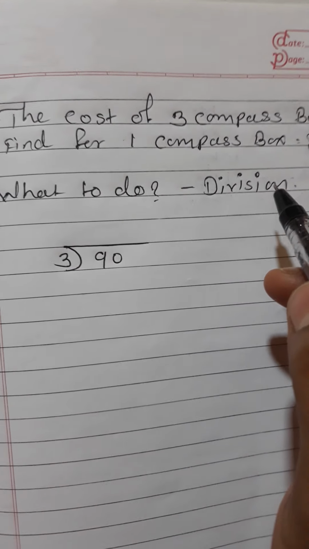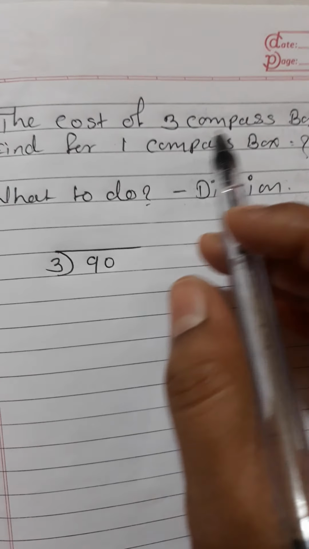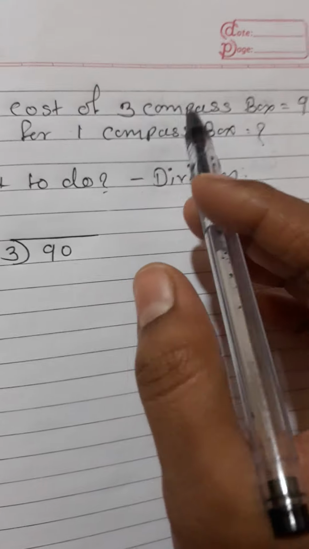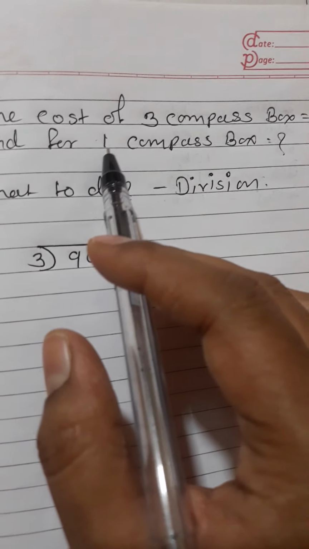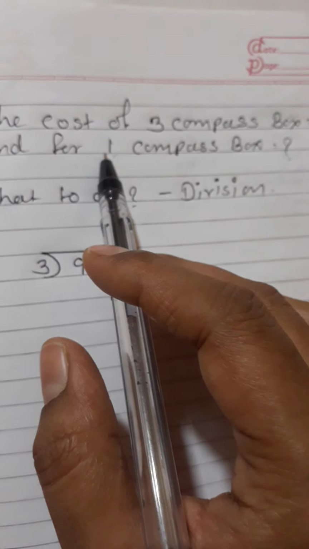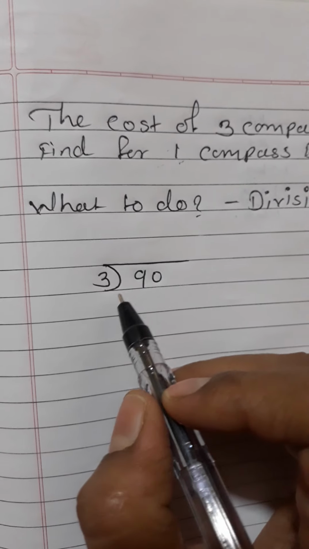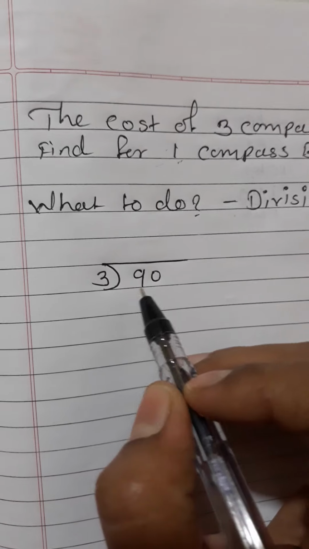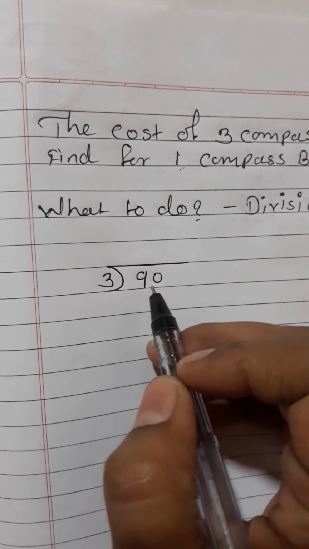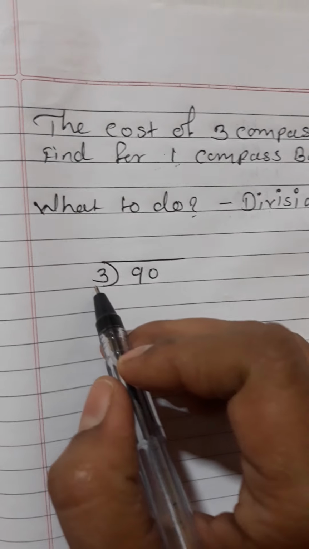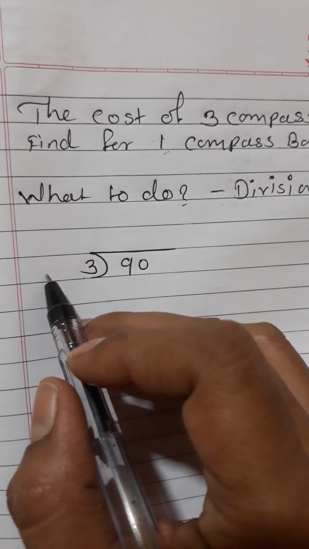Division. We have the total cost of 3 compass boxes and we have to find the cost for 1. So what will we do? Division. So the division we write like this. So 90 is dividend and 3 is divisor, right?